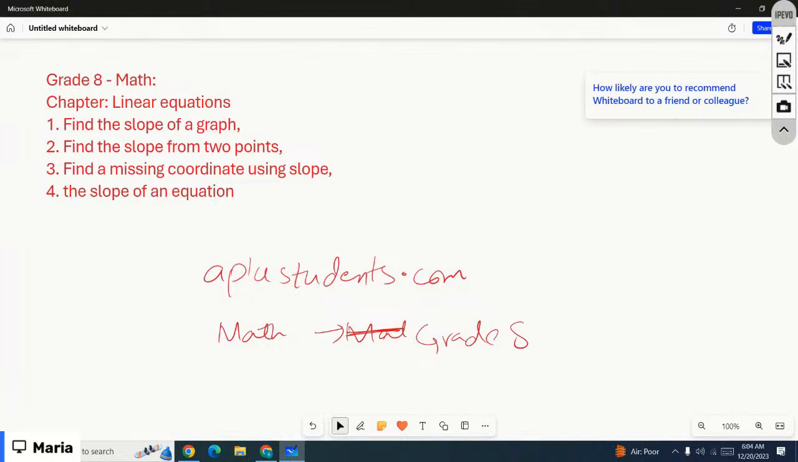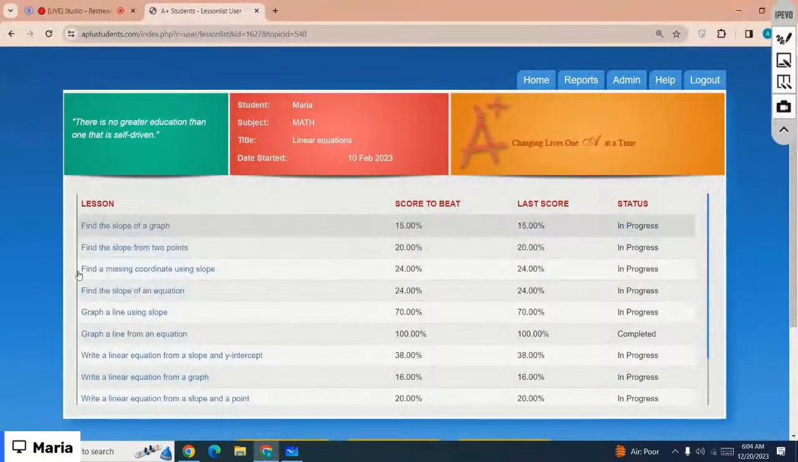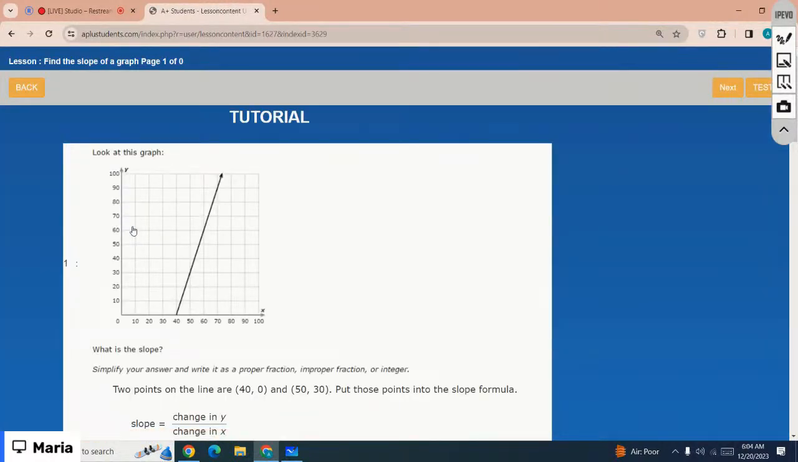Let's just start with the first lesson. Make sure you have your notebook and pencil so that you can note down the important examples and definitions as well. The first lesson is find the slope of a graph. So basically we are going to learn how to calculate the slope of the graph. You are given a graph, you have to calculate the slope.